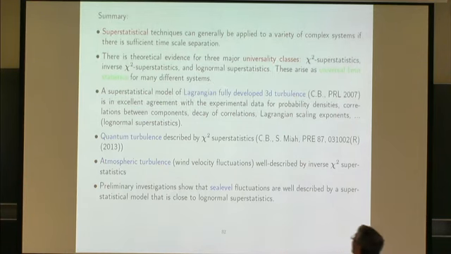Here's the summary. Superstatistical techniques can be generally applied to complex systems if timescales separate. It's a simple method to make methods from statistical mechanics work by simply making the parameters fluctuate in addition. There are 3 major universality classes, and I gave you examples of all of them. Fully developed 3D turbulence seems to be well described by log normal superstatistics, quantum turbulence by chi-square superstatistics, and atmospheric turbulence by inverse chi-square superstatistics.